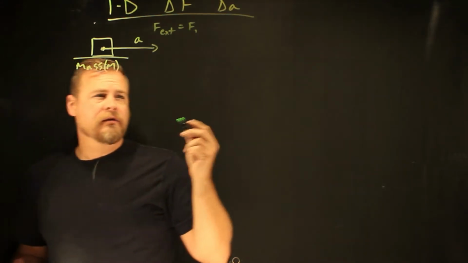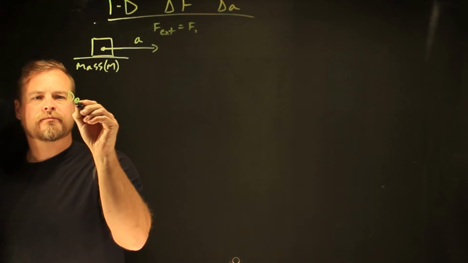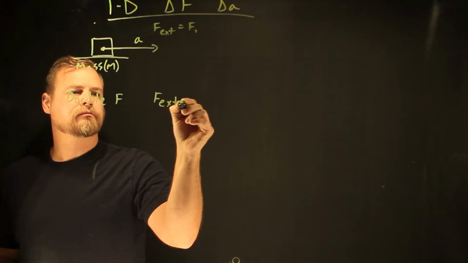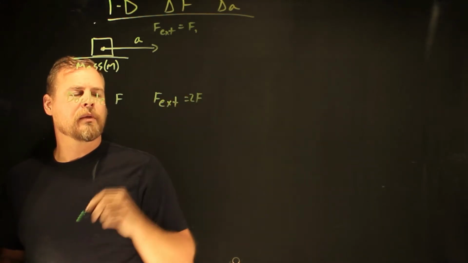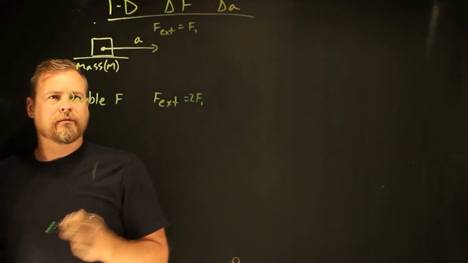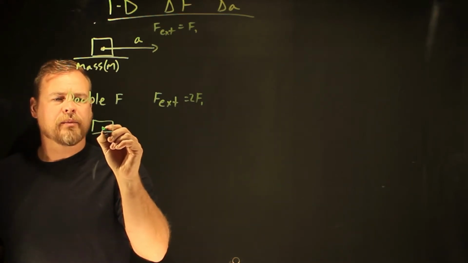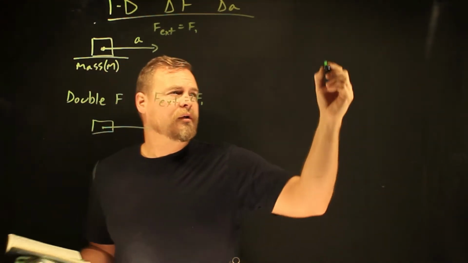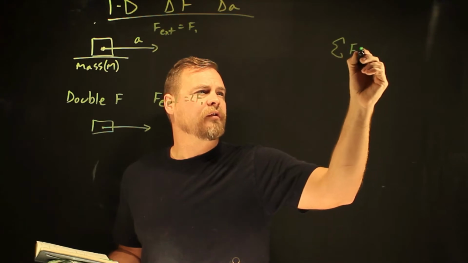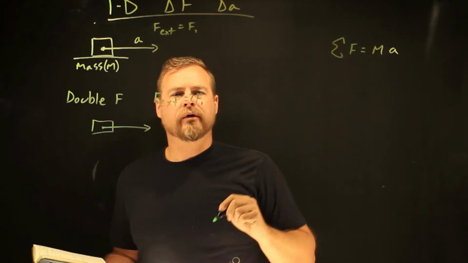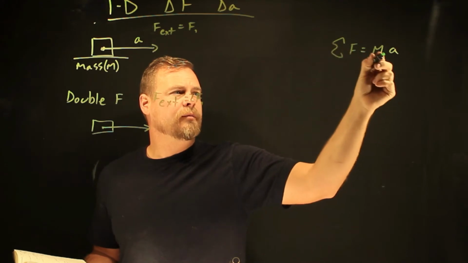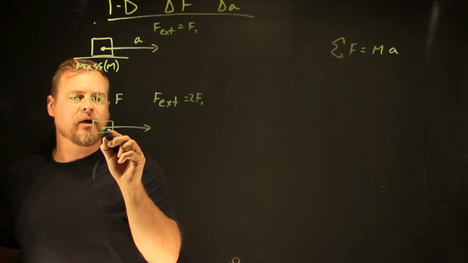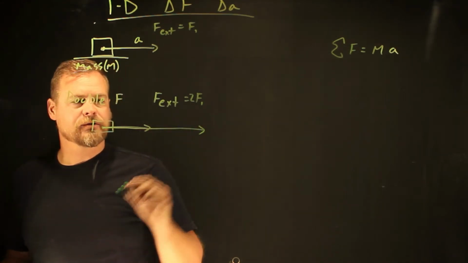Okay. If I double the force, then it means 2F, right? Well, what would happen to my acceleration? Well, if you look at the formula, net force is equal to mass times acceleration. If the force goes up, then the acceleration goes up. They're directly proportional. And so my original acceleration will now be twice the acceleration.